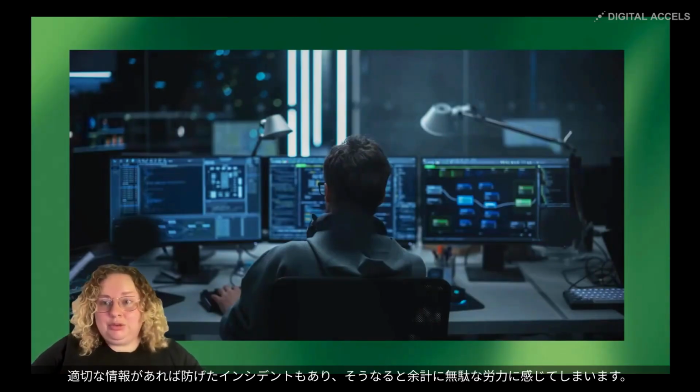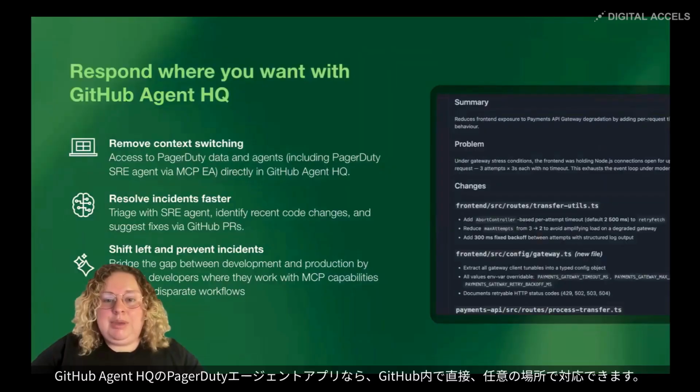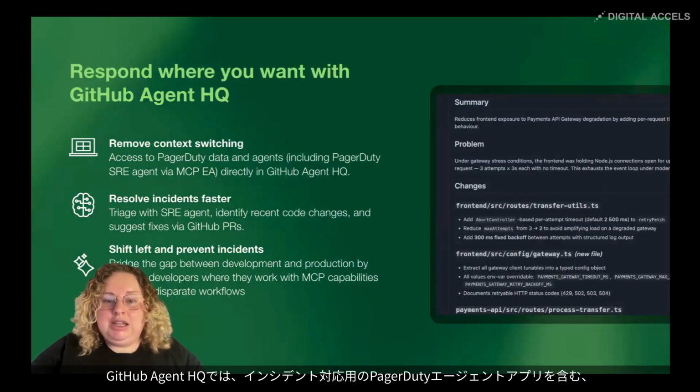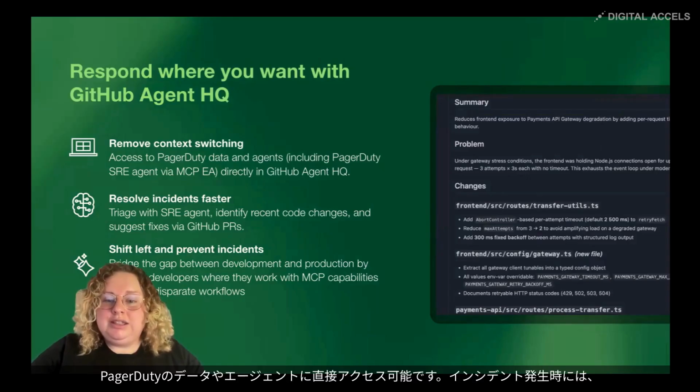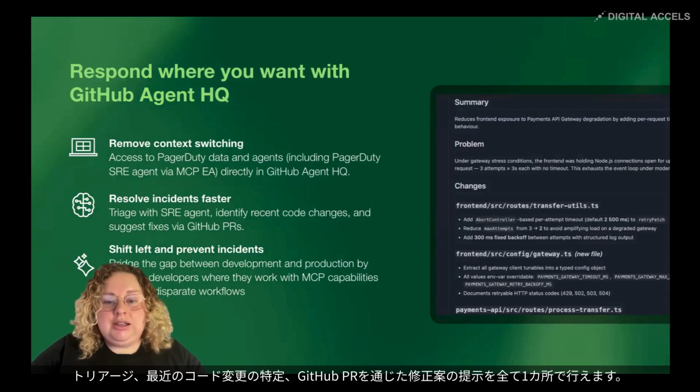scramble even more painful. With the PagerDuty agent app in GitHub Agent HQ, you can respond where you want, right inside GitHub. GitHub Agent HQ allows you to manage multiple agents and apps in a central location, including your PagerDuty agent app for incident response. Get direct access to your PagerDuty data and agents, including the SRE agent, without leaving your workflow. When an incident hits, triage it, identify recent code changes, and suggest fixes via GitHub PRs all in one place.